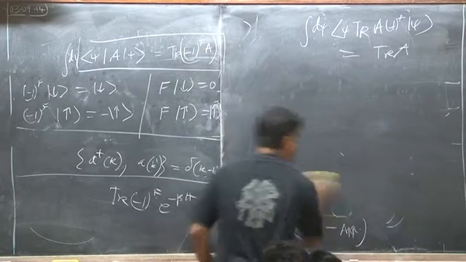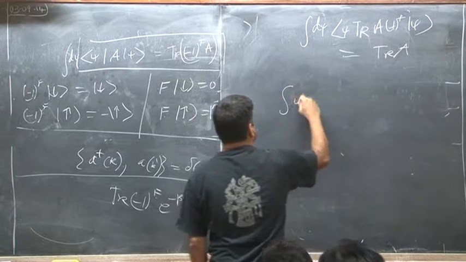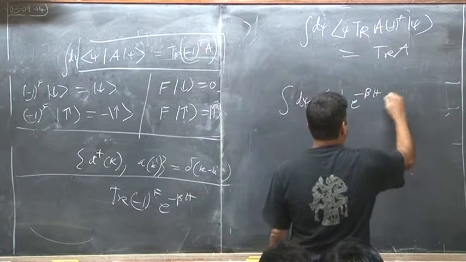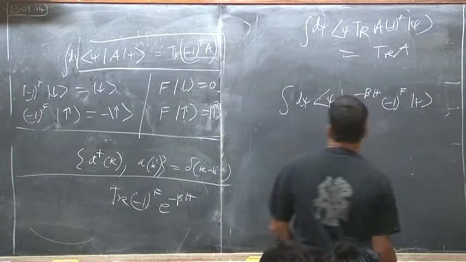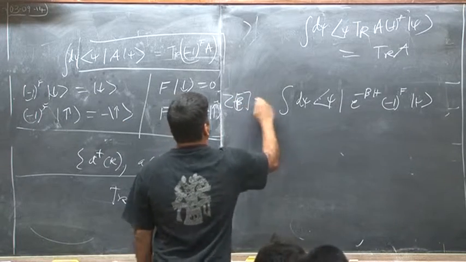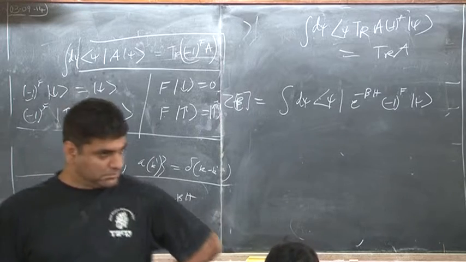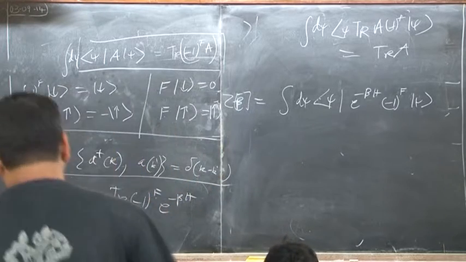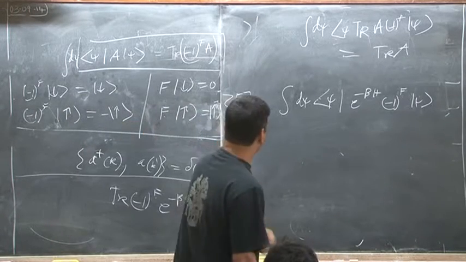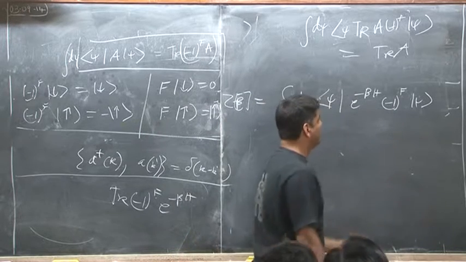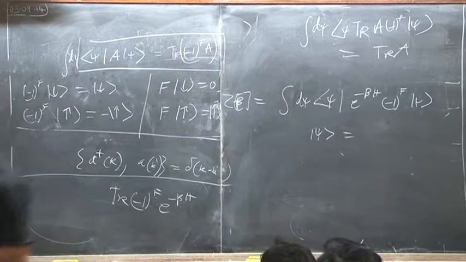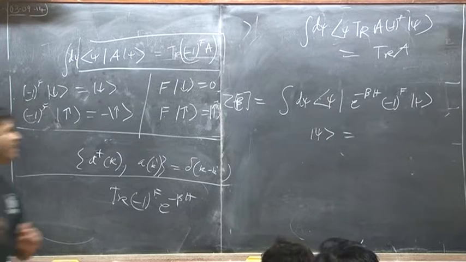So what we want to compute is the integral of d psi bar d psi of e to the power minus beta H times minus 1 to the power f. That's what we want to compute. This is really equal to the standard partition function. Is this clear? Now, what is this object in more detail? Well, remember what psi was.